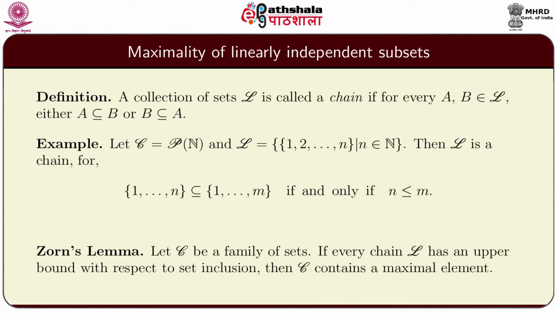Let us now introduce the concept of a chain. So, we say that a collection of sets L is a chain if for every A, B in L, either A is contained in B or B is contained in A. In other words, with respect to set inclusion, every pair of elements is comparable.